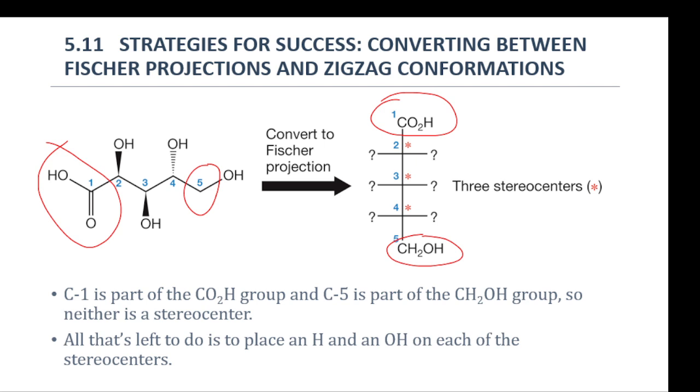Okay, so the next part you're going to do is take all of these hydrogens and oxygens. You're then going to lay them out so that they are on the left or right side of each of these stereocenters. In this case, we have 3 stereocenters. We're starting from this one here, and then that ends up going downwards, right?